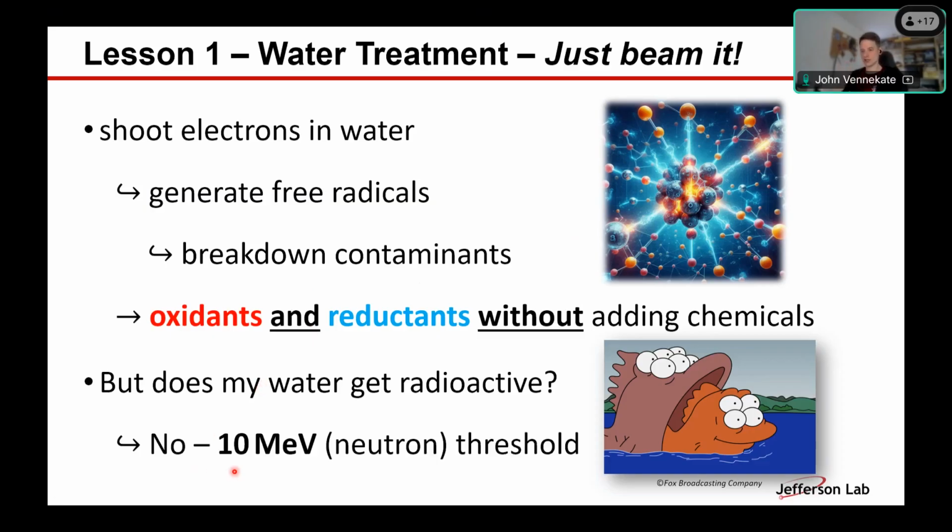So there is a threshold to the energy that we can bring these electrons to in our particle accelerator. Obviously, in science, we go well beyond that. But for these applications, we always want to stay below 10 mega electron volts, so 10 MeV, because that is the neutron generation threshold in water. If you go above that threshold, you would start generating neutrons, and those would activate your water in a radioactive sense. But if you stay below that, you can really just generate your free radicals and break down the contaminants in the water. So that's the safe side you want to stay on.